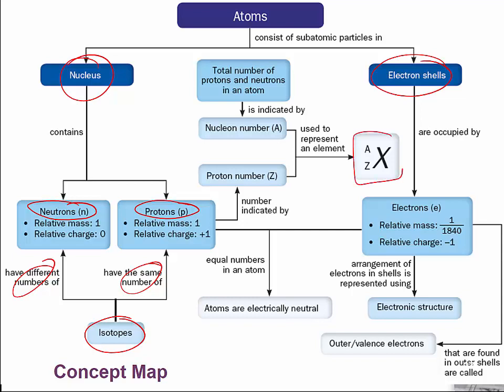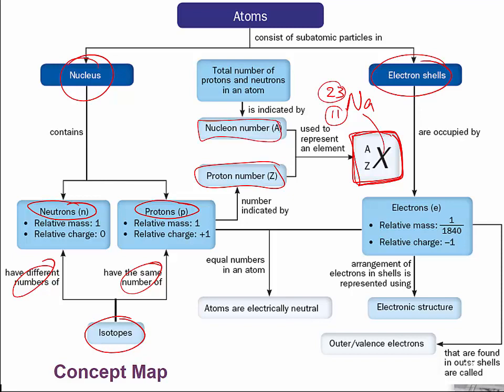In any chemical symbol, you write A, Z, X. For example, let me give a real example. Let's say sodium-23, Na, 11. It simply means X is the symbol, which is Na for sodium, and Z is the proton number, which is 11 for sodium. Sodium has 11 protons, and A represents the nucleon number, which is 23, the number of protons plus neutrons for sodium.